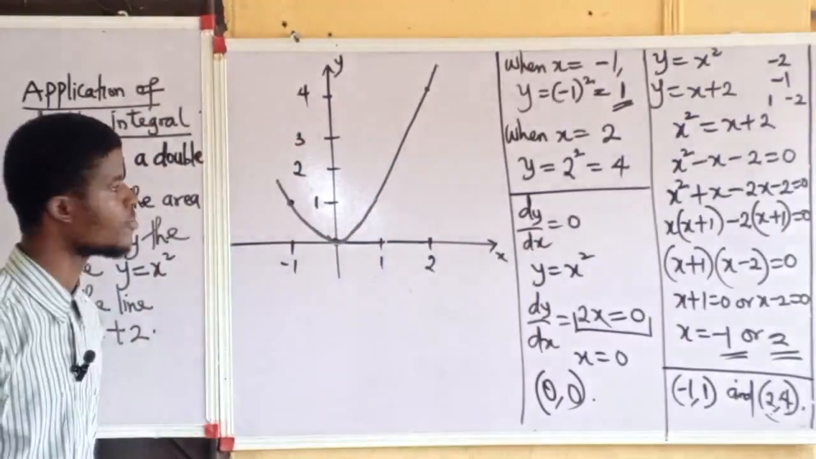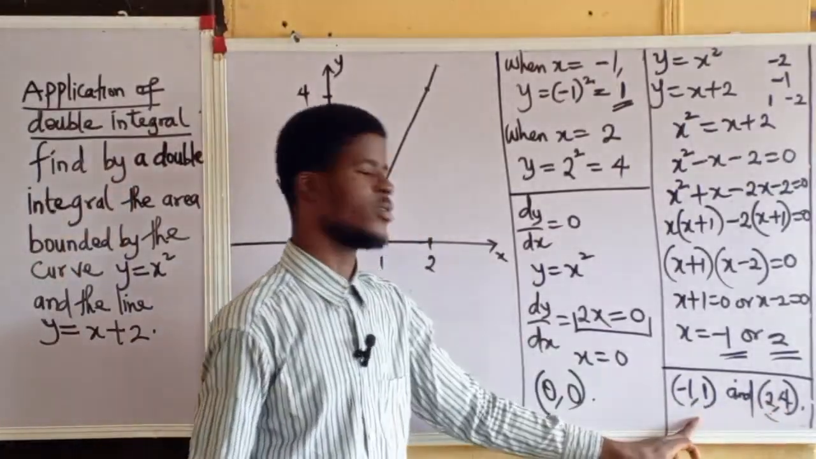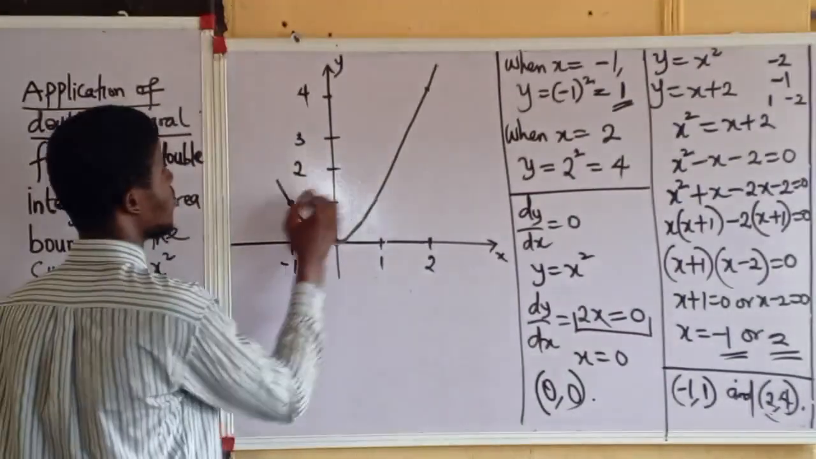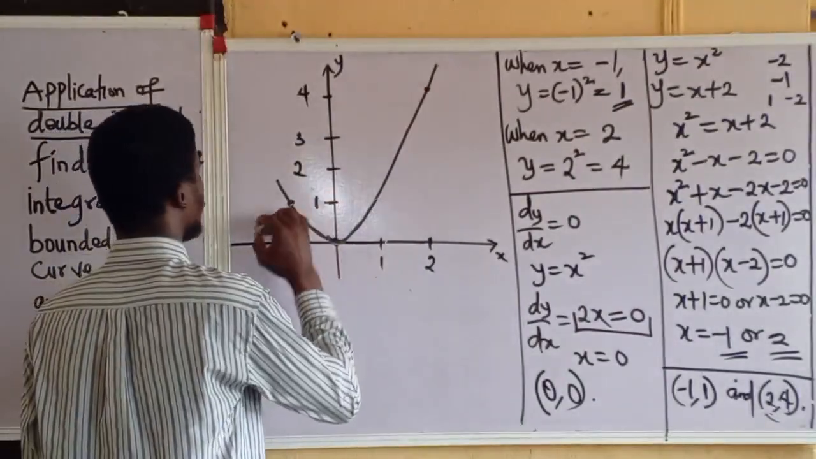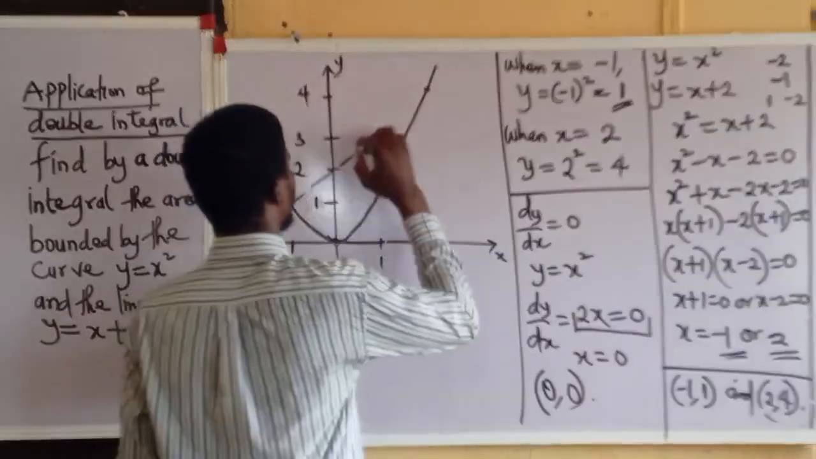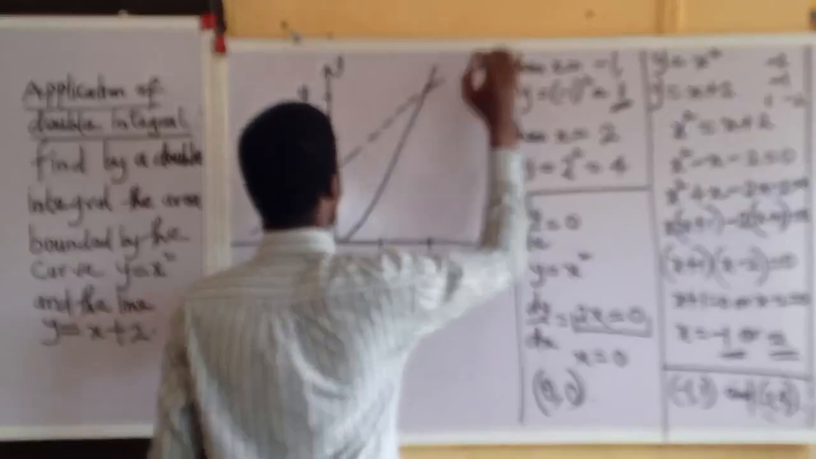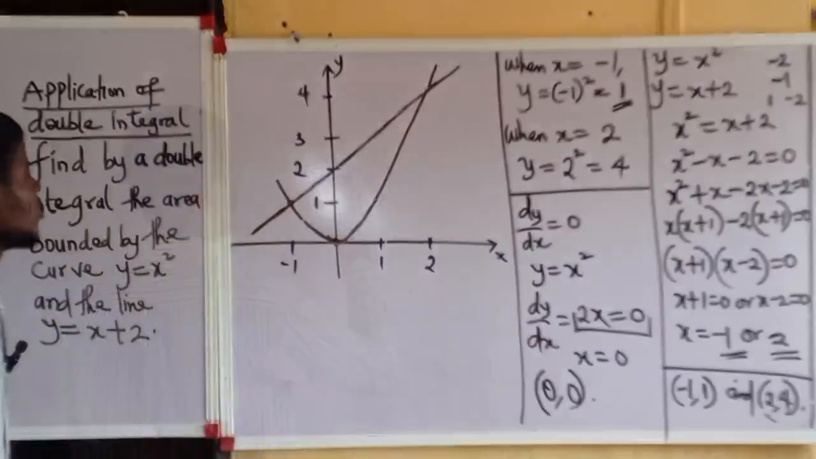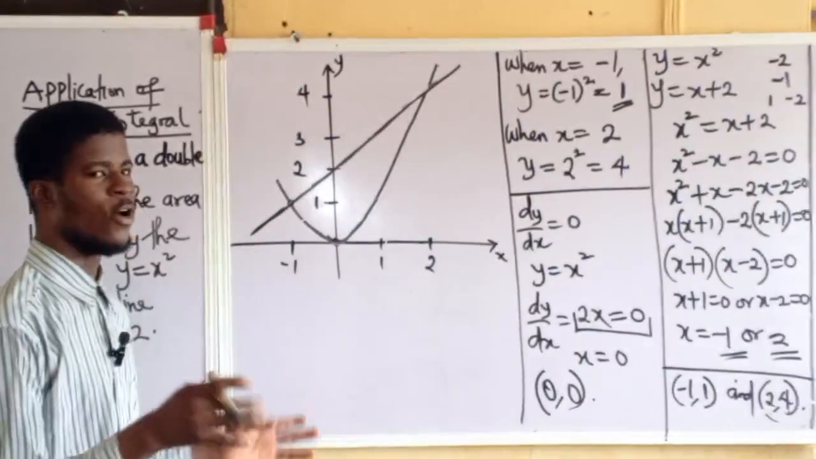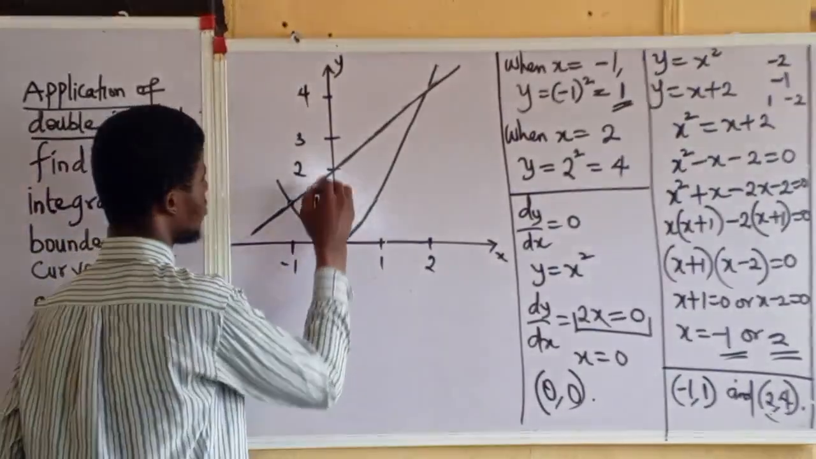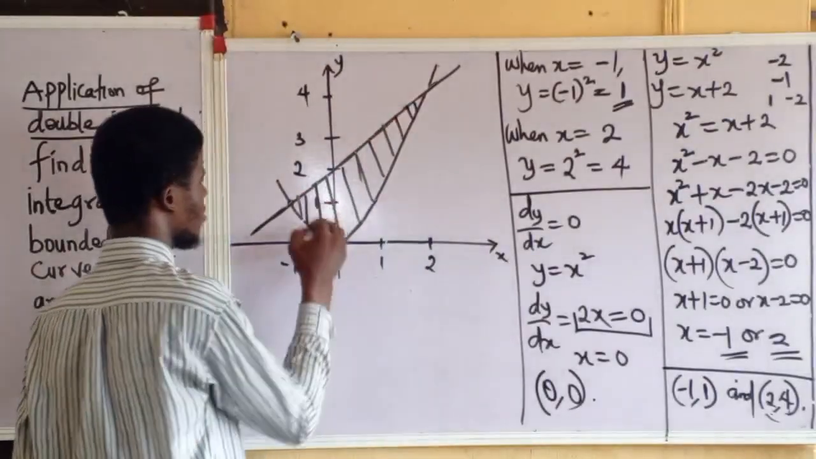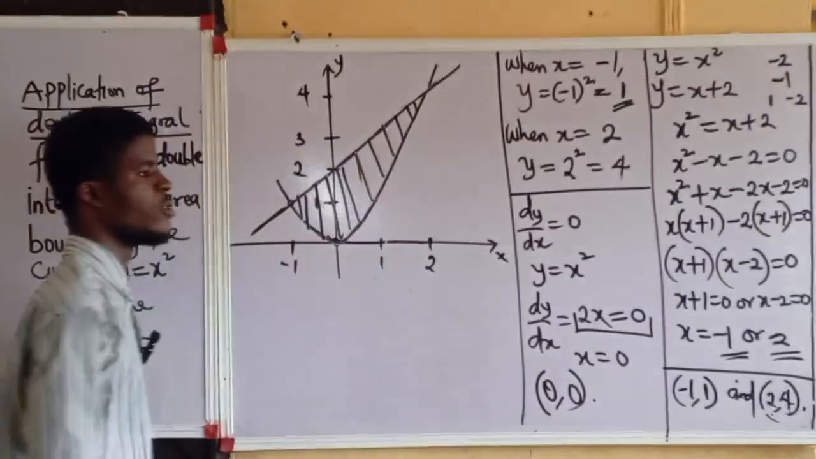This is the curve. We got these 2 points as the points where the line and the curve intersect. Of course, these are the points, this and this. So if I join these 2 points together, I'll get the line. All right, this is the line. So the area bounded by the line and the curve, which is this shaded portion, is what we are looking for now. This is it, by double integral.